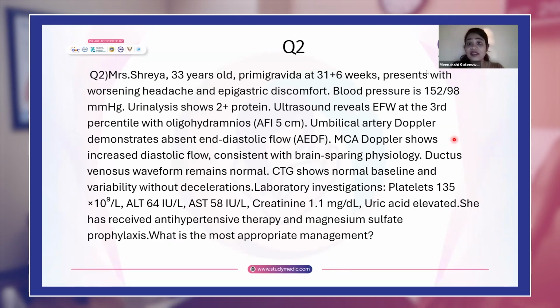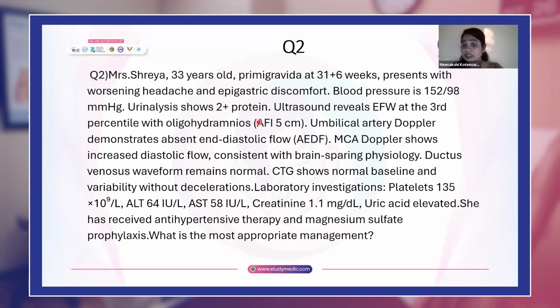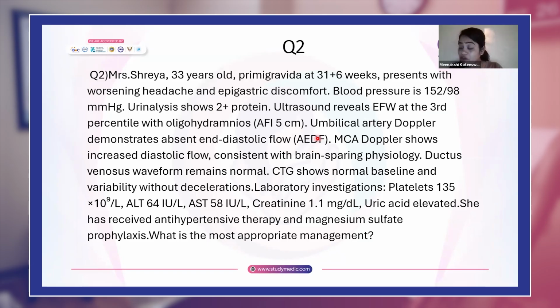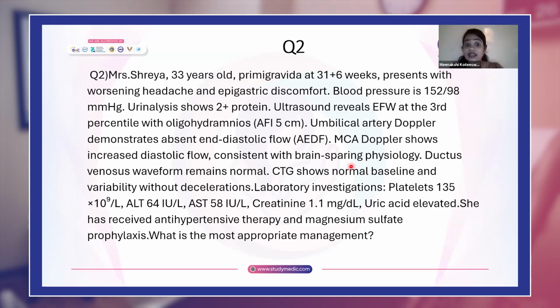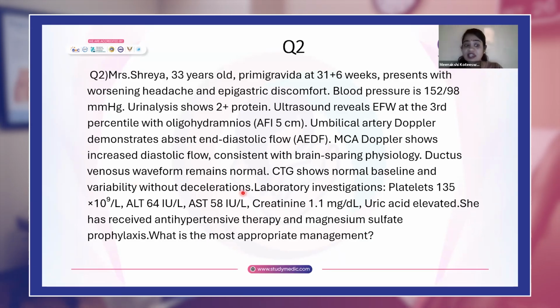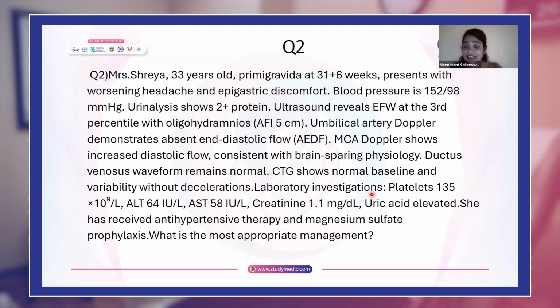Mrs. Shreya, 33, primary at 31 weeks, 6 days, with worsening headache and epigastric discomfort. BP 152/98, urinalysis shows 2+ protein. Ultrasound shows estimated fetal weight at 3rd centile with AFI of 5 centimeters only. Umbilical artery Doppler shows absent end diastolic flow. MCA Doppler shows increased diastolic flow consistent with brain sparing physiology. And ductus venosus is normal. CTG shows normal baseline variability without decelerations, and platelets, ALT, AST are slightly abnormal. Platelets are 1.3 lakhs and creatinine is 1.1. Uric acid is elevated. She has been given antihypertensives as well as magnesium sulfate. What is the most appropriate management?